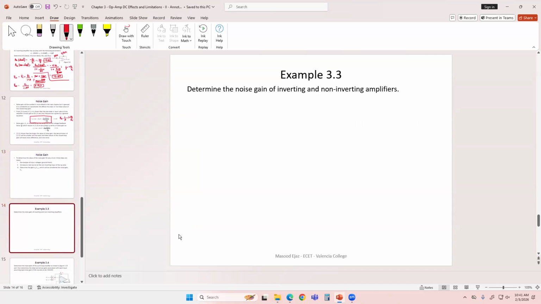Determine the noise gain of the inverting and non-inverting amplifier. So what is the noise gain of each? Are you going to calculate it with the 3 steps? I'm going to divide this into 2 columns, inverting and non-inverting. We know our inverting amplifier: this is our inverting amplifier, RI, RF, V input, and V output.